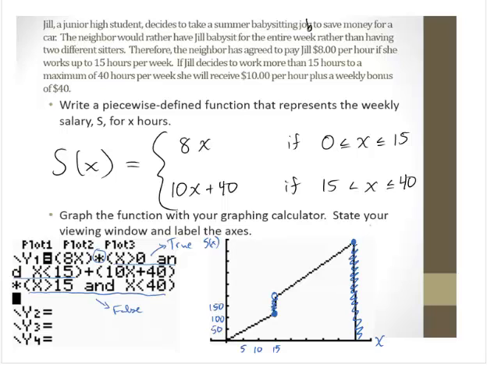Oh, and the window was, what, negative 5 to 45, and negative 10 to, what, 500, I think. Or it was 450, something, I don't remember exactly. So there's our viewing window.